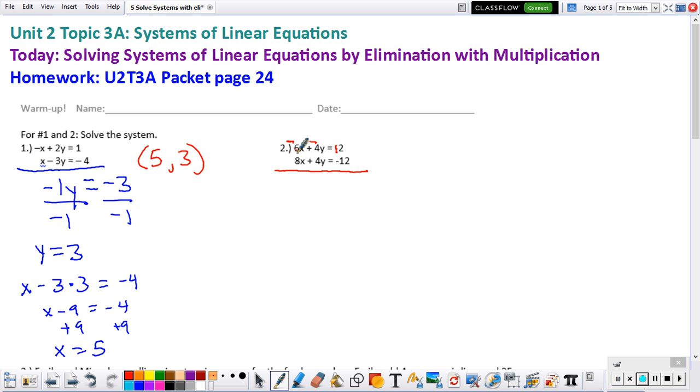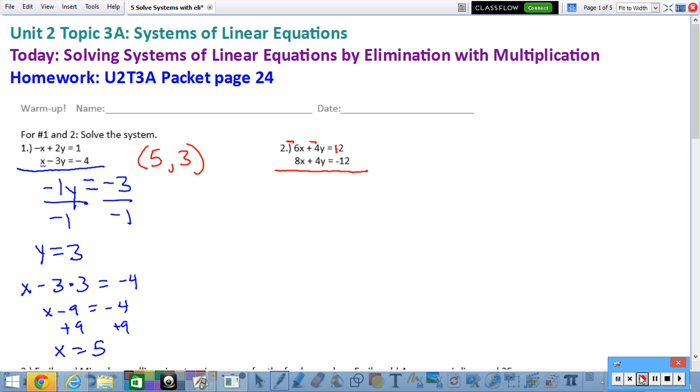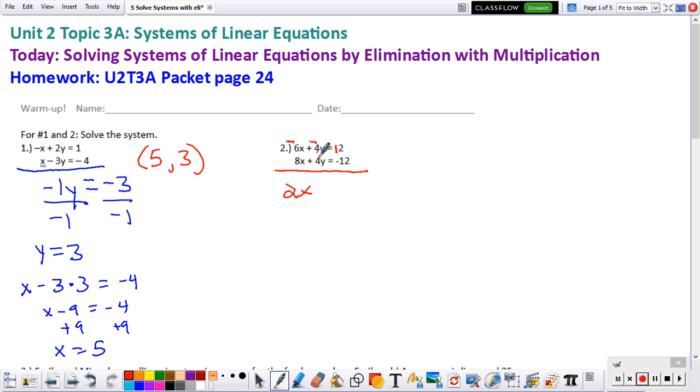Negative 6 plus 8 is, what do you need, buddy? All right, so negative 6 plus 8 is 2x. Negative 4 plus 4 becomes 0y. Positive 2 and negative 12 becomes negative 10. I'm going to divide both sides by 2, and that gives me x equals negative 5.